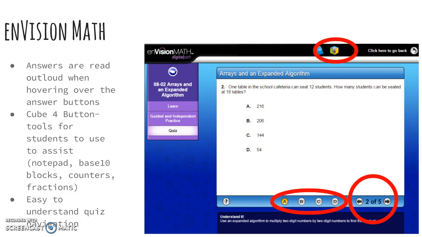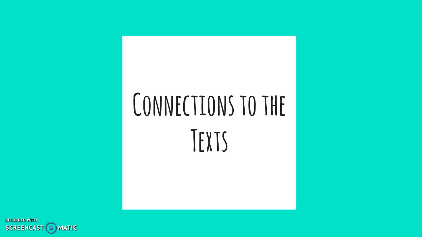The cube and four buttons are tools that students can use to assist themselves when they're working. There's a notepad, there's base 10 blocks, counters, ways to view fractions, different things like that. And it's an easy to understand quiz navigation. So you see you're on 2 of 5 and you can just jump back and forth between the questions.